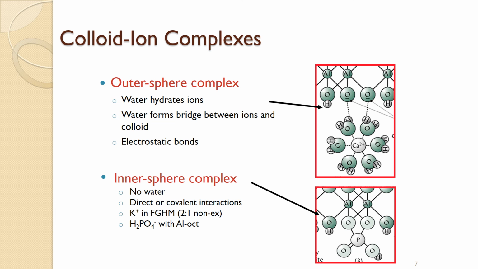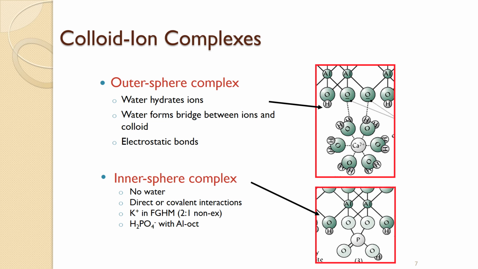And here in this example, we can see phosphate interacting with an aluminum octahedral layer and creating an inner sphere complex. So it's very difficult to pull this phosphate off this colloid, you're going to have to break an unbreakable chemical bond. Sorry, it's going to be really hard to do. So those are the real differences between our outer sphere and our inner sphere complexes.